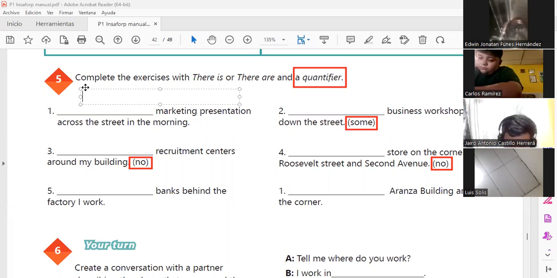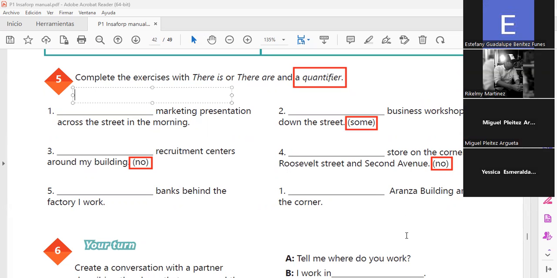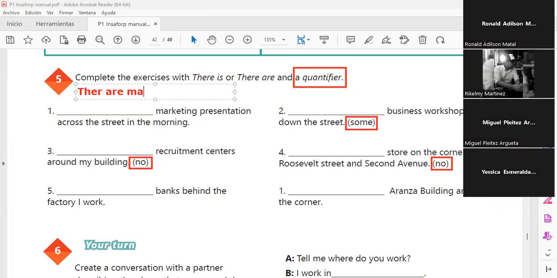So let's begin. Number one. Stephanie. There are marketing presentation across the streets in the morning. Okay. Oh, there are. I'm sorry. Stephanie, are you sure there are? No. Perdón, teacher. There is. All right. There is.